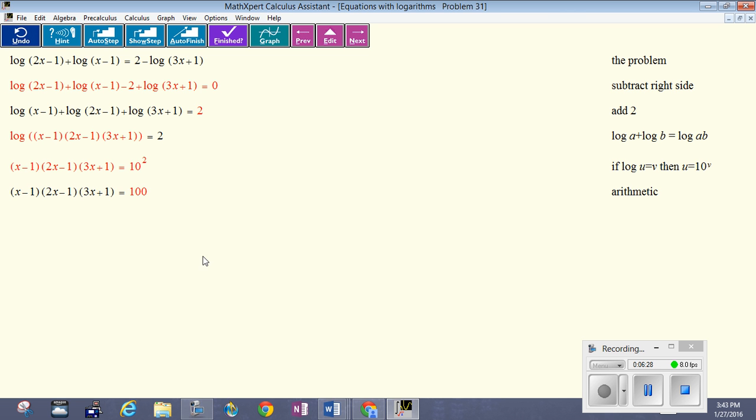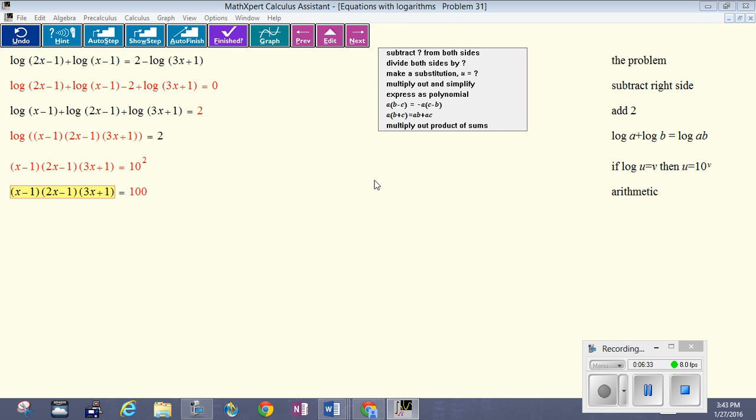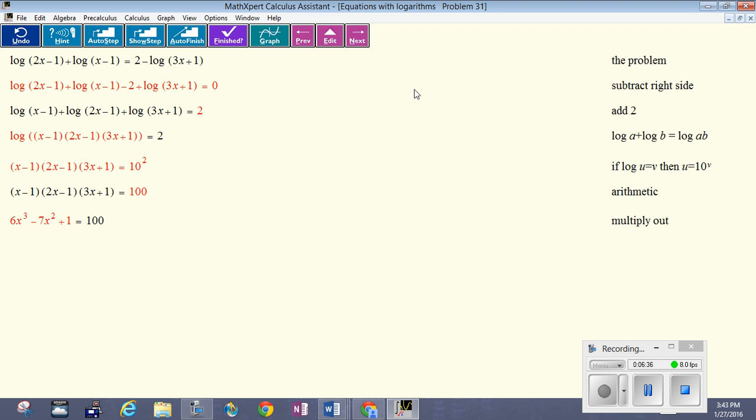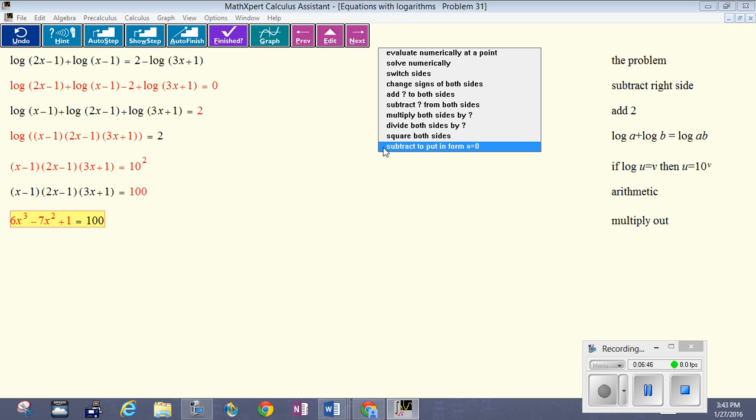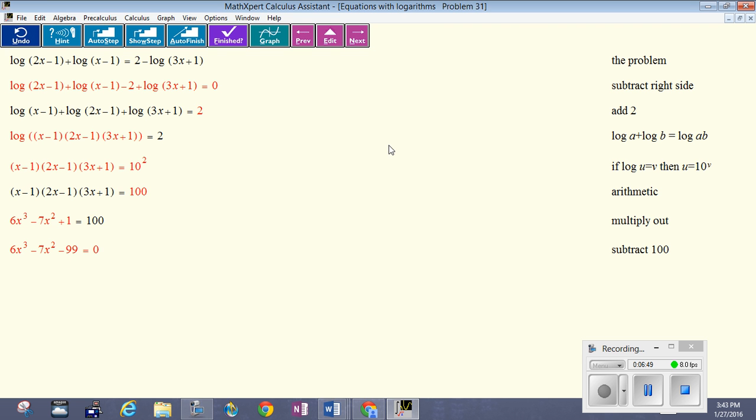10 squared, of course, is 100. This product of binomials, let's see what that gives us, is 6x cubed minus 7x squared plus 1. At that point, I guess I'm going to pull everything over to one side. Yeah, I'm thinking it's awkward. We have to look at seeing if we can find factors of that, factors that work within there. That's going to be a little awkward.